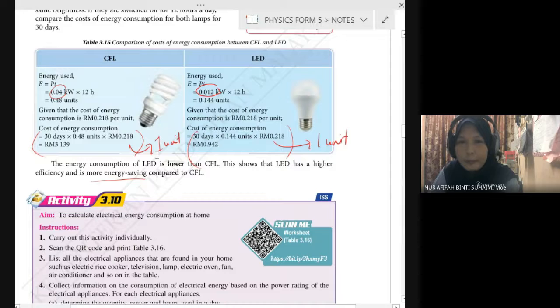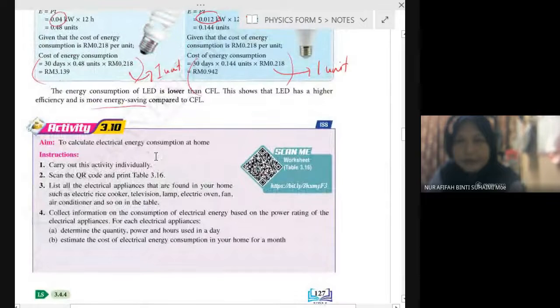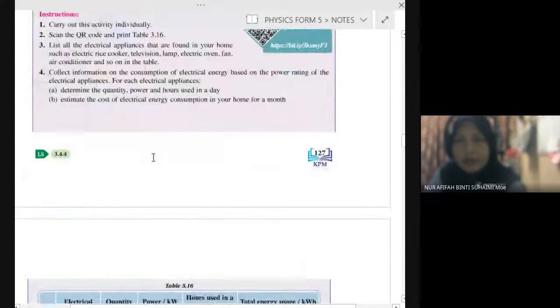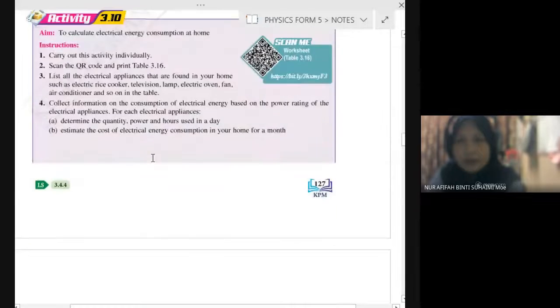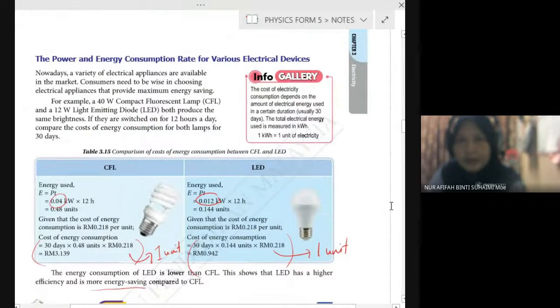Look. Okay. This cost is just explained with this example only. Alright. The cost of electricity consumption, you already learned in Form 3. Form 3, the cost of electrical energy consumption.